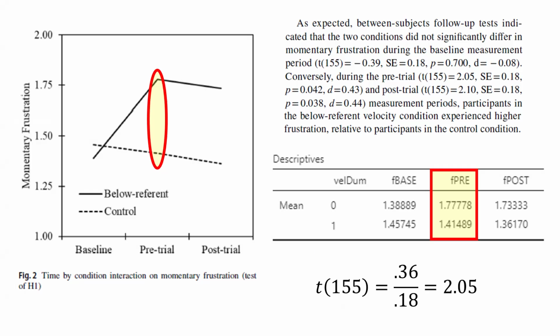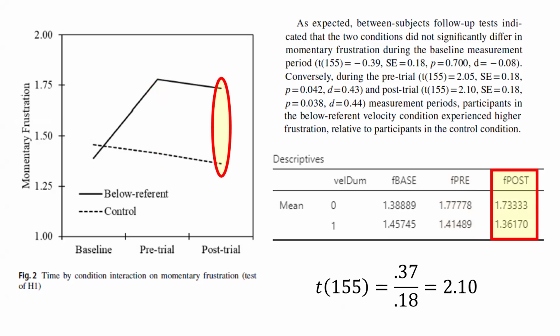And this is an example. 0.36 divided by 0.18 is actually 2.0 exactly. But because of rounding error, the t is actually 2.05. And we can do the same thing here. The simple effect of condition at post-trial is just this t with 155 degrees of freedom. Again, the standard error is 0.18. And the difference in those means is 0.37. So that comes out to a t of 2.1.